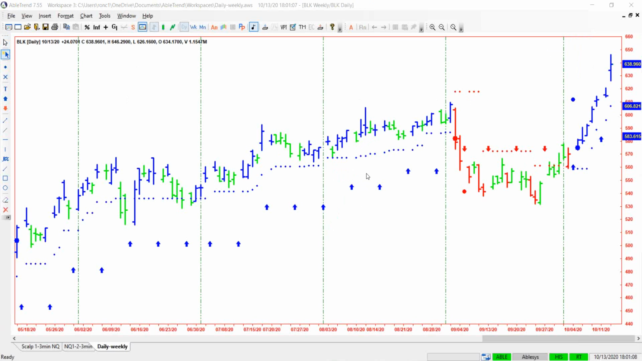And this has just been a very profitable year using AbleTrend signals. It's just been really, really good. I'll take a look at the daily, weekly stock chart. I always like to look at stocks or ETFs longer term. Many people use AbleTrend for that. It's very popular for longer term stock or ETF trades.